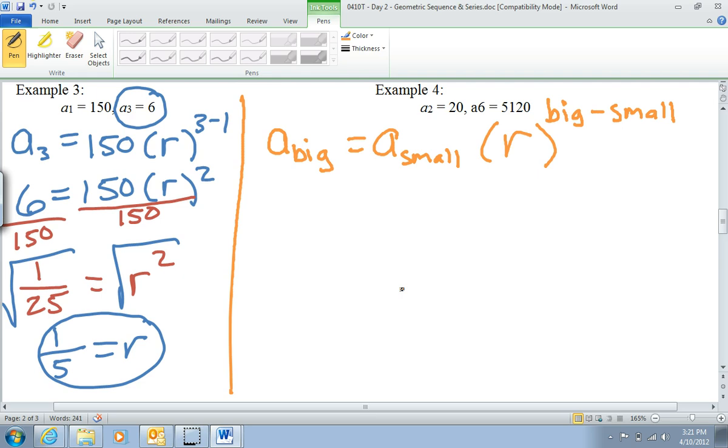Okay? This is when we use this silly looking little formula, when we have two random values that we're given. We're not given R, we're not given A1, we're just given two random values. That's when you do A big and A small.